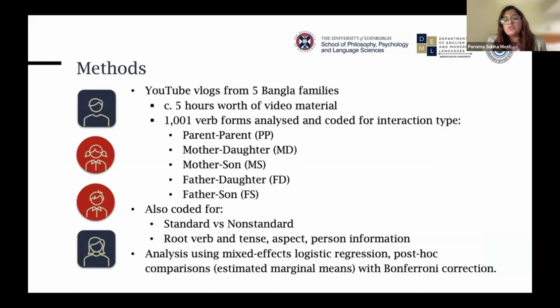Then we moved on to methods. As I mentioned, this was actually part of my master's dissertation, and I didn't have easy access to a lot of Bangladeshi families in the UK, because I did my master's at the University of Edinburgh. So I actually had to take data from naturally recorded YouTube vlogs instead, which made it digital research instead of one where I go into the field and record someone.